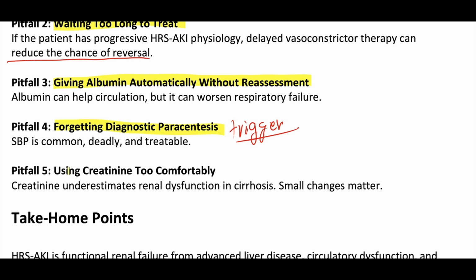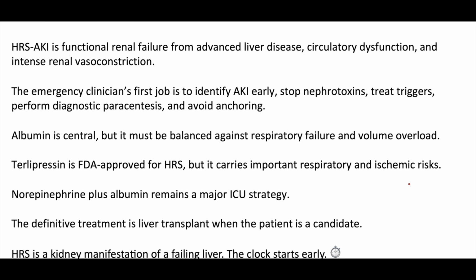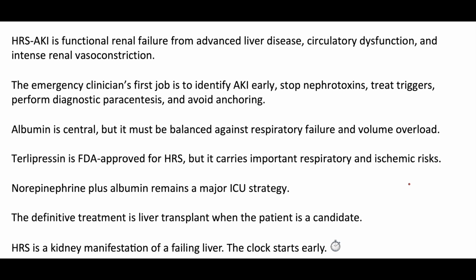And then pitfall 5, using creatinine too comfortably. Remember, creatinine underestimates renal dysfunction in cirrhosis. These patients often have decreased muscle mass, and their creatinine may not be as representative of the degree of kidney injury. So if we could do some take-home points here: HRS-AKI is a functional renal failure from advanced liver disease, circulatory dysfunction, and intense vasoconstriction.